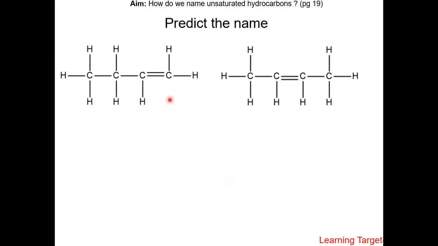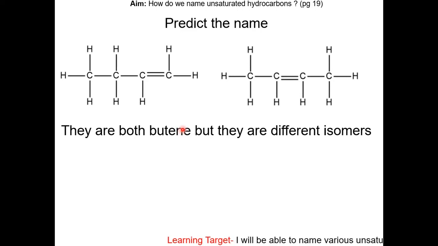Here we're given two molecules. Let's predict the chemical name of these two molecules. Both of these molecules have a 4-carbon parent chain and a double bond. The chemical formula is the same. However, the double bond is in two different places. Therefore, these are isomers of each other. They are both butene, but they are different isomers. Therefore, in the chemical name, we need to indicate where the double bond is in the molecule.